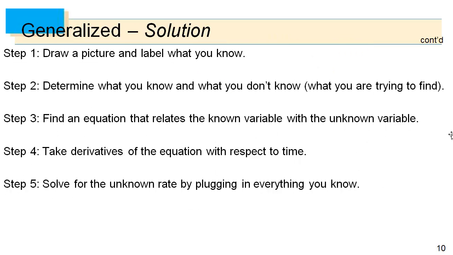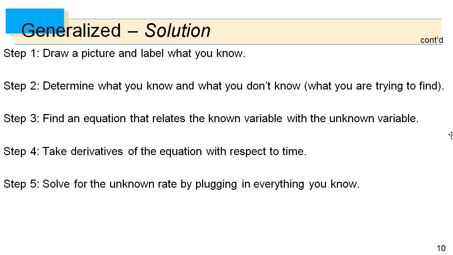Okay, in summary, to do rate of change questions, it's really simple. Step 1, draw yourself a picture, label what you know. Step 2, determine what you know and what you don't know, i.e. what you're trying to find. And then from that, you can go to step 3, where you have to find an equation that relates the known variable with the unknown variable. In the previous example, we knew the distance x, we didn't know the distance y. We knew dx/dt, but we didn't know dy/dt, so we needed something that related x and y.